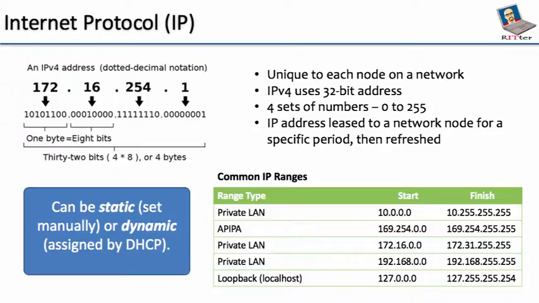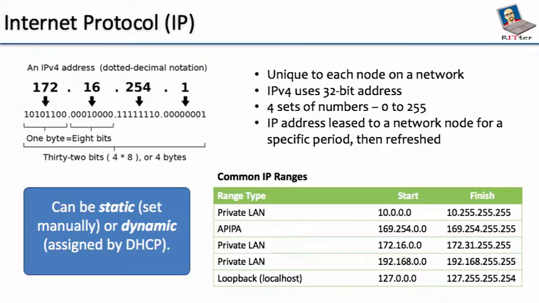Our school network uses the 10 dot range. All of your devices have a 10 dot something IP address. Your home networks might be in the 172 or 192, just depends on what your particular router does. But all of those are for private LANs.